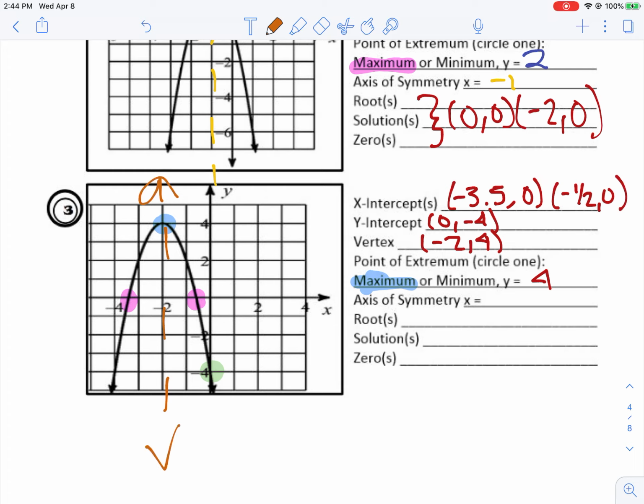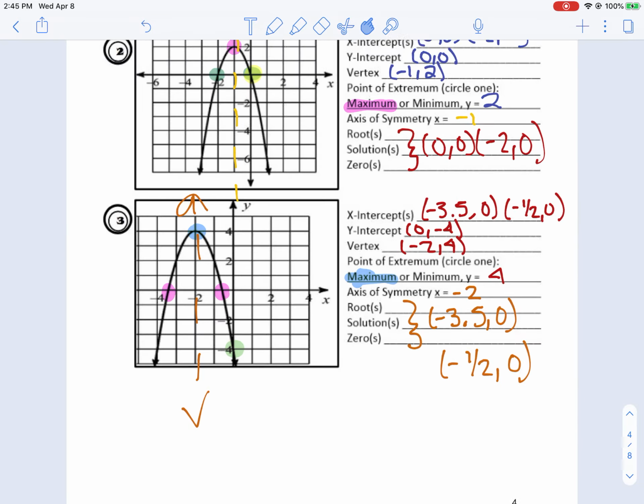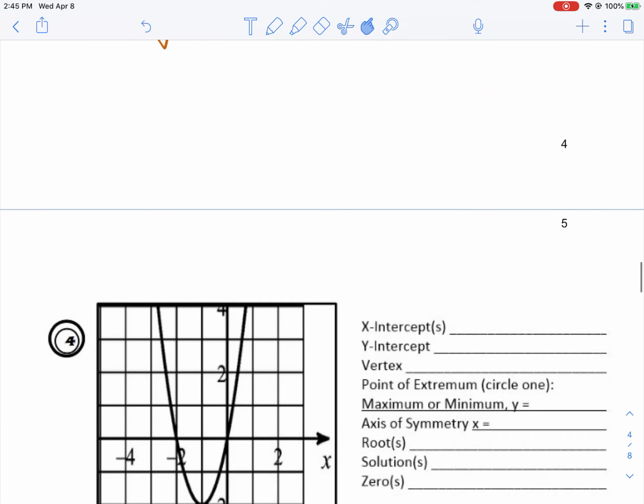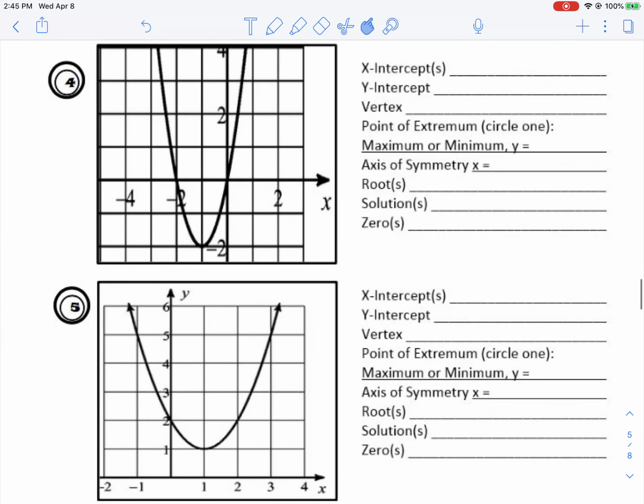Axis of symmetry is the vertical line that is splitting your parabola in half. So x is equal to -2. Basically, your axis of symmetry is always just the x value of your vertex. Remember, roots, solutions, and zeros, they all mean the same thing. They all mean x-intercepts. So we have already identified them to be (-3.5, 0) and (-1/2, 0).